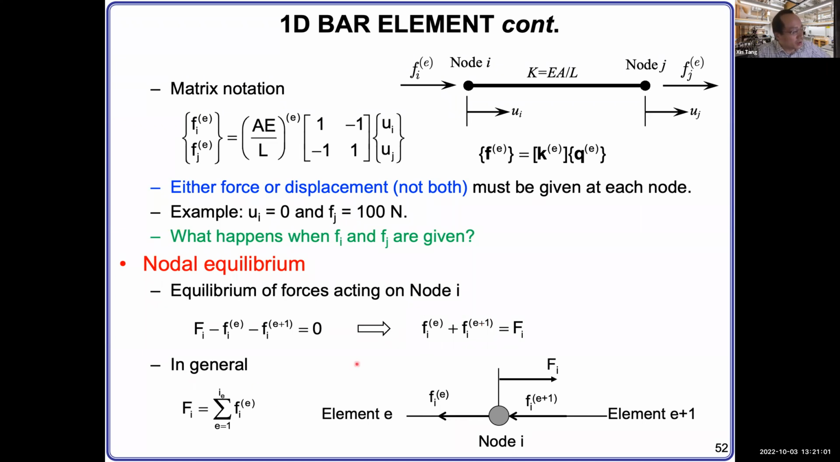So in general, you can have many springs connected to one node, and all of the forces added together equal the external force applied directly to the node. It's the capital F force. So those are all consistent with what we discussed in the spring system.